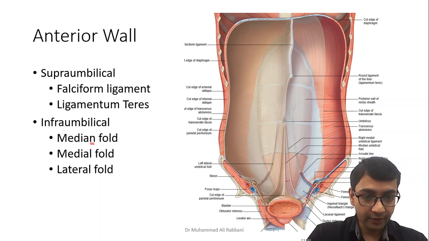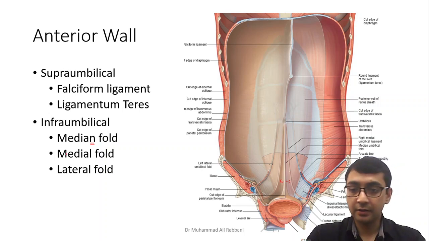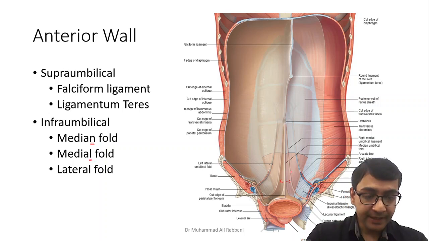Just to the side of it, just lateral to it, there are paired folds on each side. This fold is known as the medial umbilical fold. Medial umbilical fold is a fold of peritoneum that is raised due to the underlying umbilical artery.